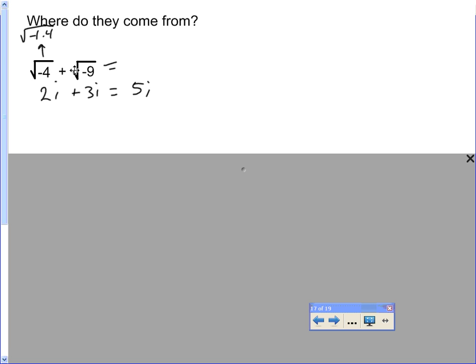So if I change that back into radical form, the square root of negative 4 plus the square root of negative 9 is really the square root of negative 25. Square root of negative 25 gives me 5i. So you can go back and forth. Usually we just leave it as 5i because we don't want to have negatives inside there. But I just wanted to show you the relationship here.